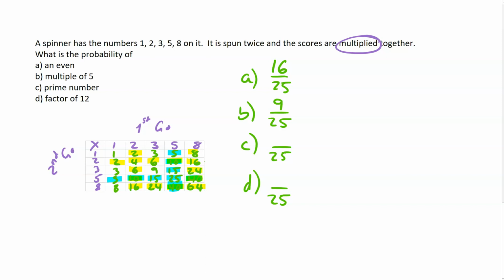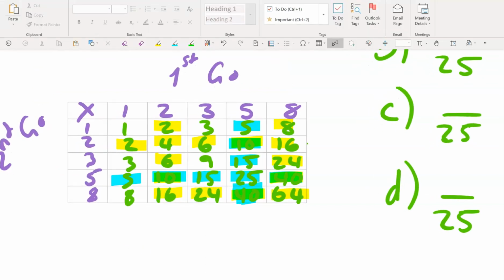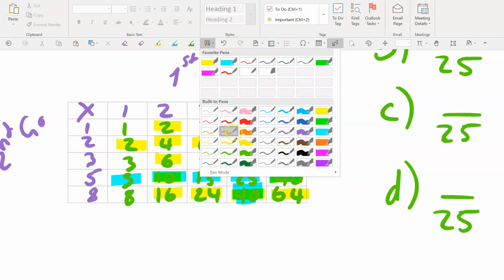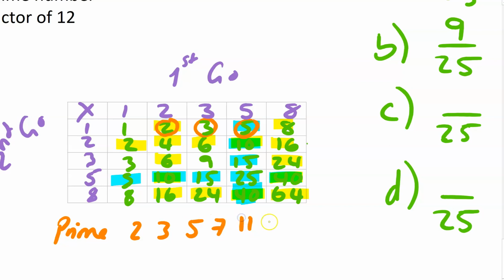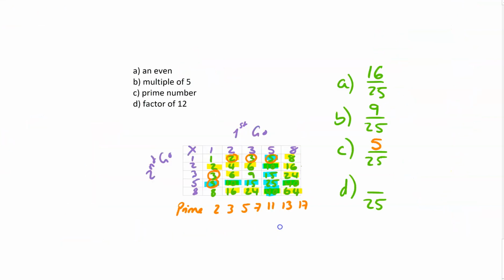A prime number, so a number that's only divisible by 1 and itself. I'm going to go with circles. So prime numbers are 2, 3, 5. Let me jot them here. Prime are 2, 3, 5, 7, 11, 13, 17. I don't know. We'll see how high we need to go. Nothing that's in the 2 times table. 3, not 9. 5. That's it. Okay, so 1, 2, 3, 4, 5 of them are prime numbers.